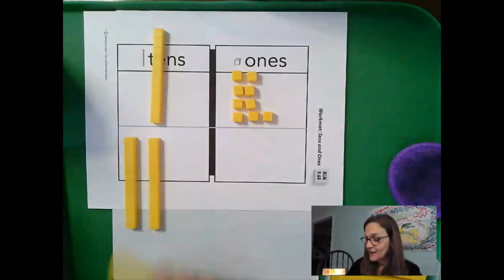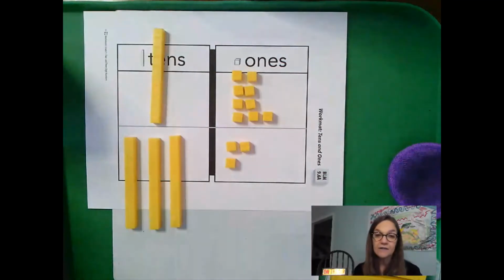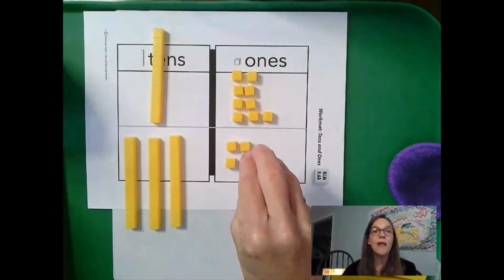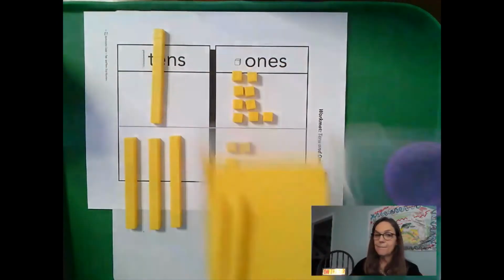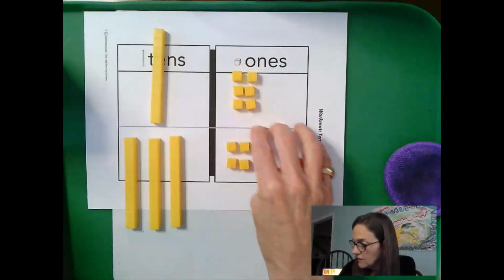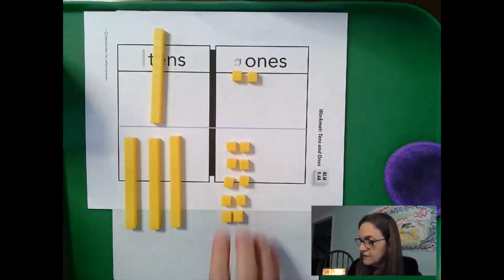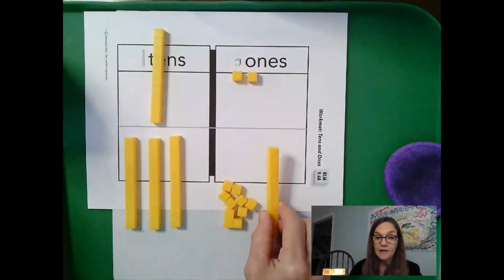10, 20, 30, 31, 32, 33. Okay, both odd numbers. What do we do first? We combine the ones. And if there's 10 or more, then we have to exchange them for a rod from our bank. Okay, so let's see if there's 10. 1, 2, 3, 4, 5, 6, 7, 8, 9, 10. There sure are. So I'm going to exchange these 10 for a 10 rod out of my bank.